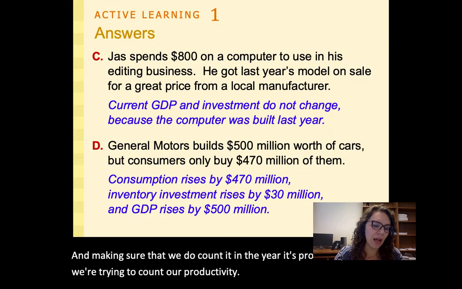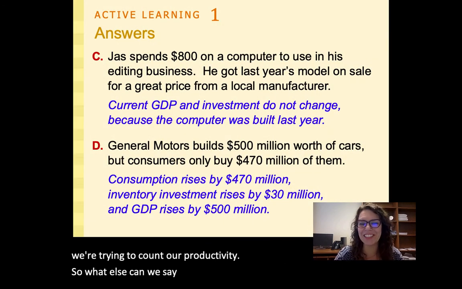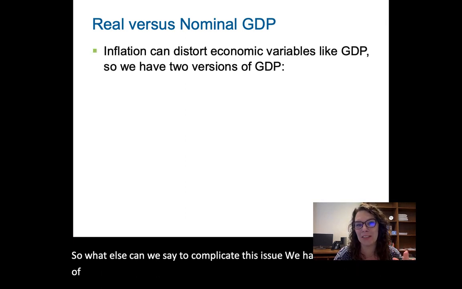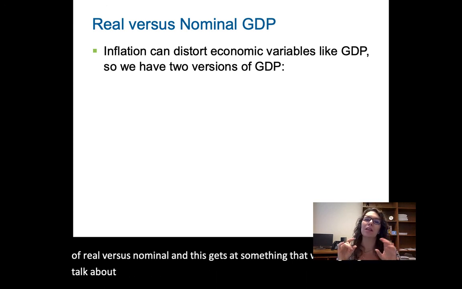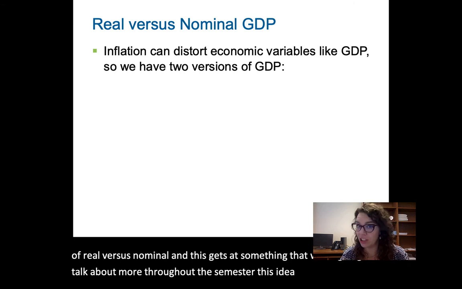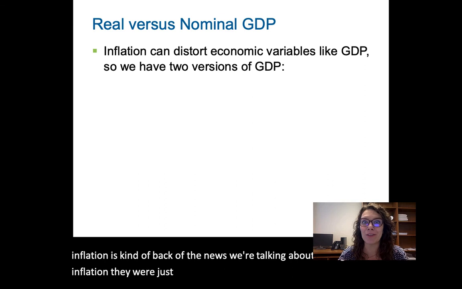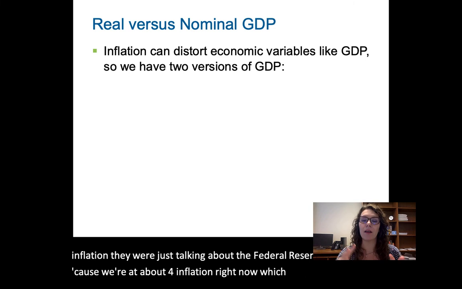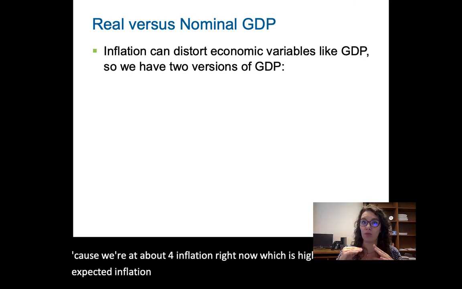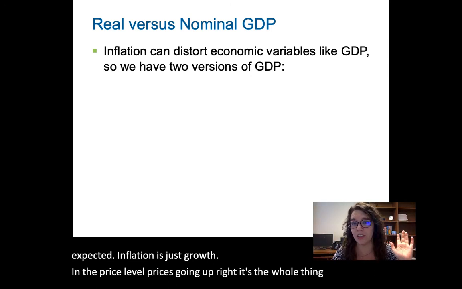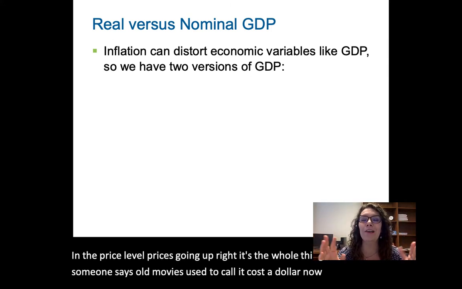So what else can we say to complicate this issue? Well, we have also this idea of real versus nominal. And this gets at something that we're going to talk about more throughout the semester, this idea of inflation. And inflation is kind of back in the news. We're talking about seeing some inflation. They were just talking about the Federal Reserve is concerned because we're at about 4% inflation right now, which is higher than expected. Inflation is just growth in the price level. It's prices going up, right? It's the whole thing where someone says, oh, movies used to cost $1, now they cost $20.